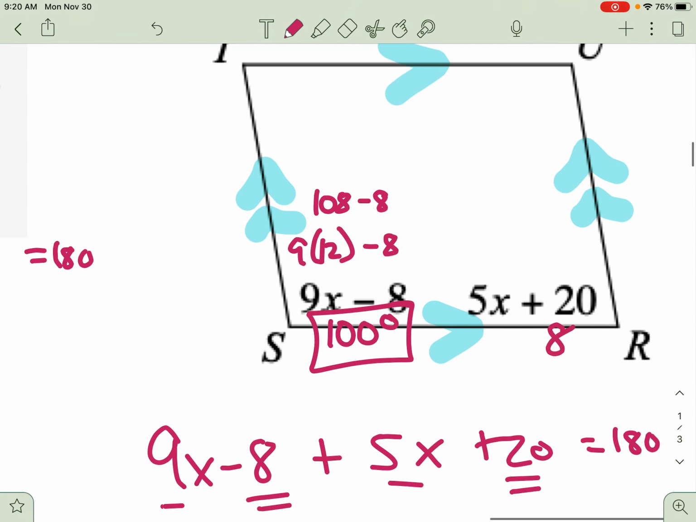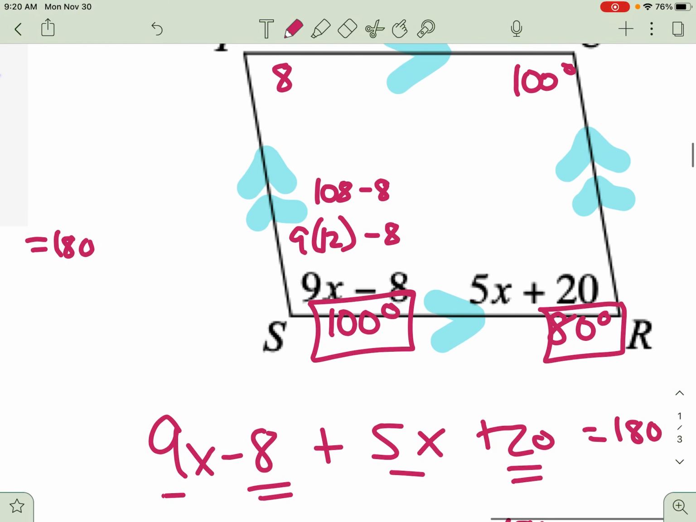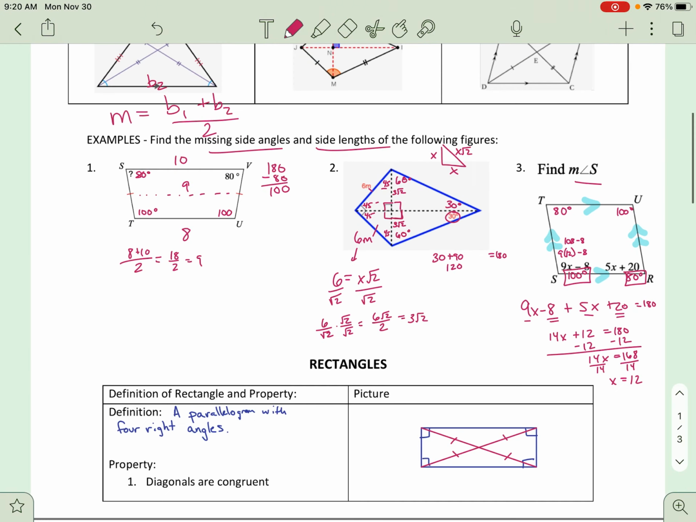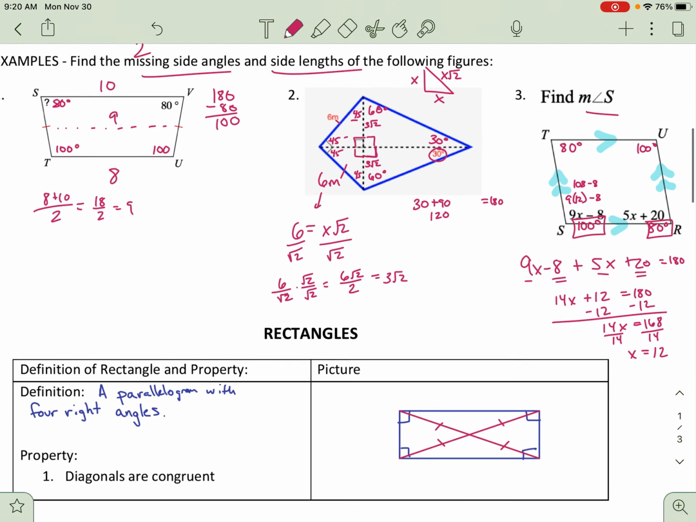Okay, which means this one has to be 80. This one has to be 100. This one has to be 80. Okay, so that's a quick review of parallelograms, kites, trapezoids that we did from last week.